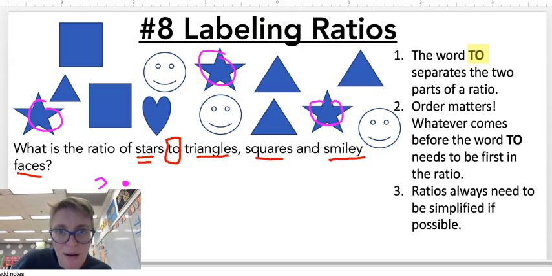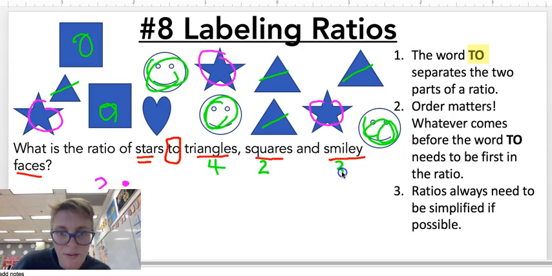Now, I'm going to check my other items. These are going to be triangles. Let's count the triangles. 1, 2, 3, 4. So 4 triangles, squares, 1, 2, that's 2 squares, and 1, 2, 3 smiley faces. So those are all going together.